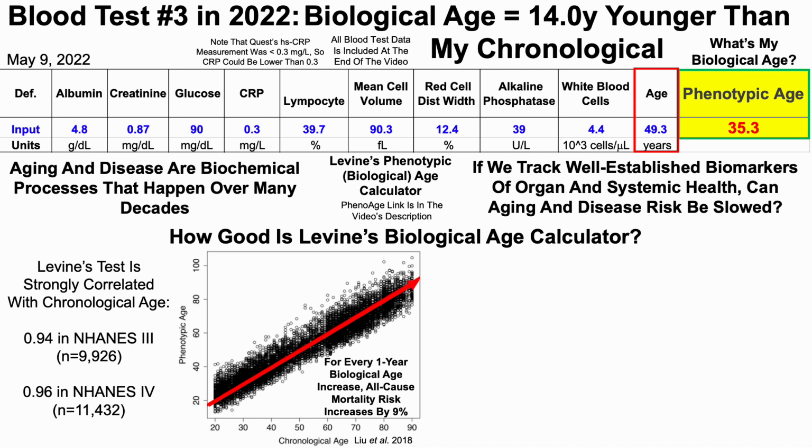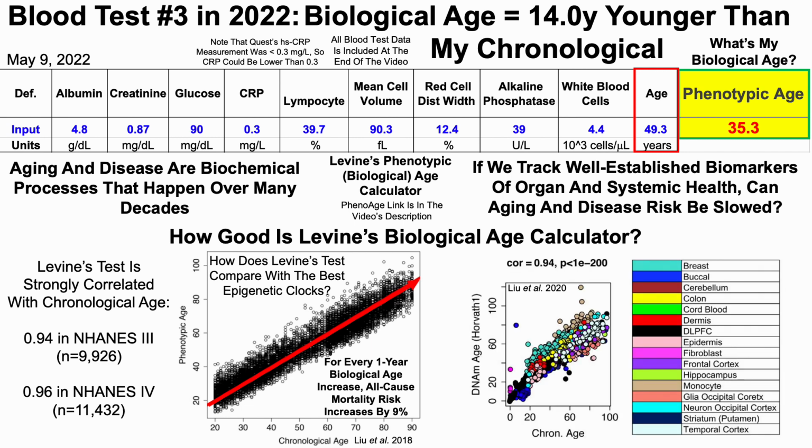Now, another question that often arises is, how does Levine's test compare with the best epigenetic clocks for its correlation with chronological age? The best performing epigenetic clock for its prediction of chronological age is the Horvath test. And we can see that here when looking at epigenetic age on the y-axis plotted against chronological age. This is a multi-tissue epigenetic age clock that included cells from the breast, cheek cells, brain, colon, blood, skin, etc. You can see the list on the right.